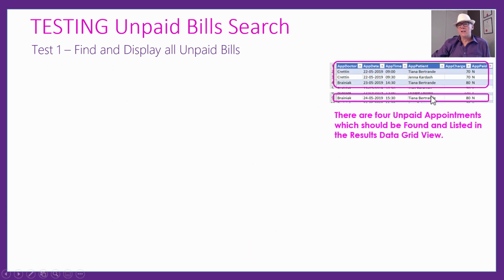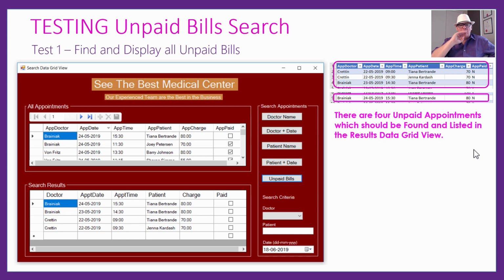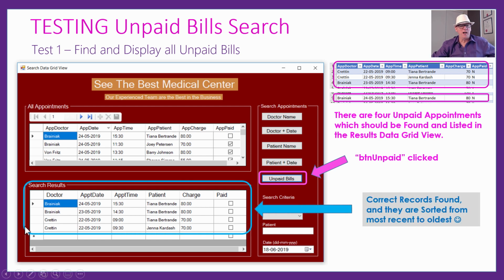So in our original data, there were 4 unpaid bills here. We've got that Tiana has been a couple of times and hasn't paid. Well, we need to not give her any more appointments. And Kardash, she hasn't paid. And Tiana Bertrand has not paid. So when we click the unpaid bills, just click that one straight away. What happens is we get all 4 of those unpaid bills for Tiana Bertrand. She needs to pay her bills.